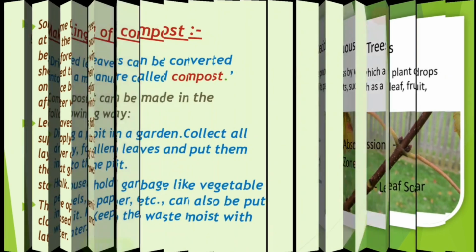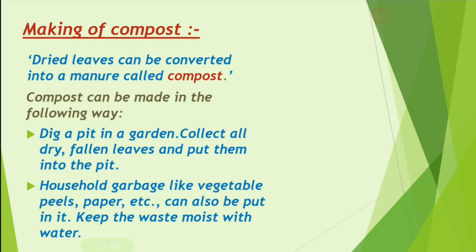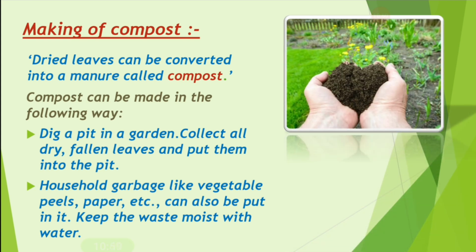So let's move to our next topic, which is making of compost. We can use the fallen leaves to make compost or manure. Dried leaves can be converted into a manure called compost. So students, how can we make compost? Compost can be made in the following way.